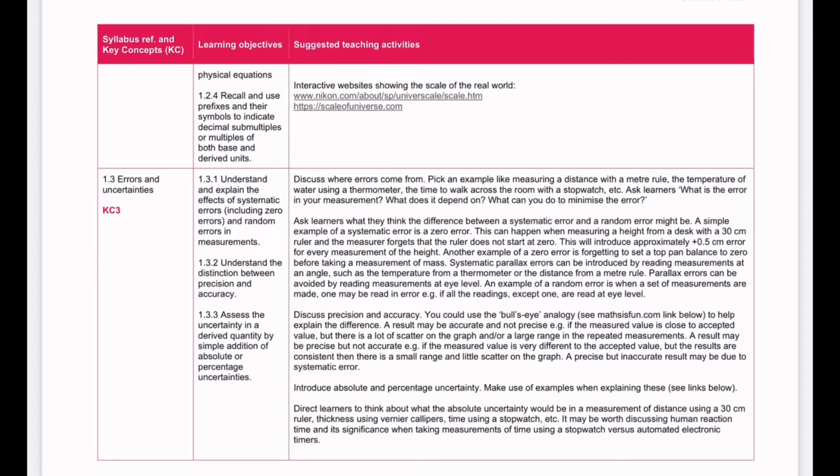Then we have another key concept, which is errors and uncertainties. The learning objectives in this are 1.3.1, understand and explain the effects of systematic errors, including zero error, and random errors in measurements. 1.3.2, understand the distinction between precision and accuracy. 1.3.3, assess the uncertainty in a derived quantity by simple addition of absolute or percentage uncertainties.